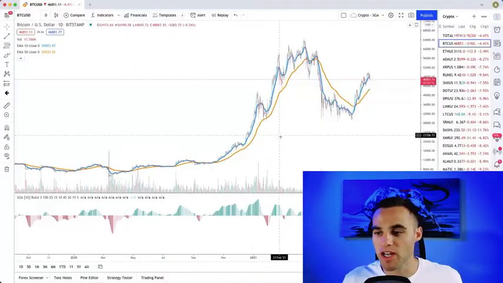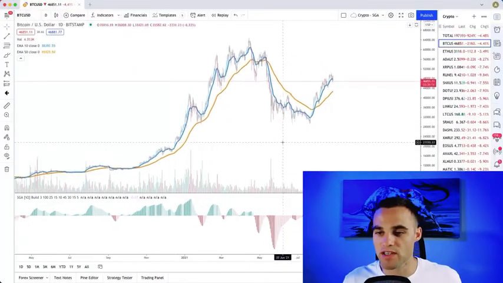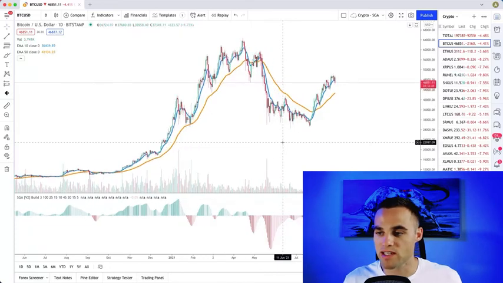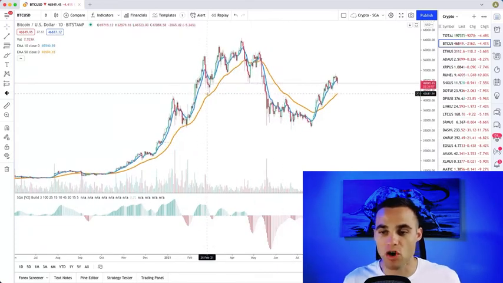Okay, so with determining the direction of the trend, again, we talked about this in video 1, but it's really quite easy to see if you just slap on a fast and a slow EMA.